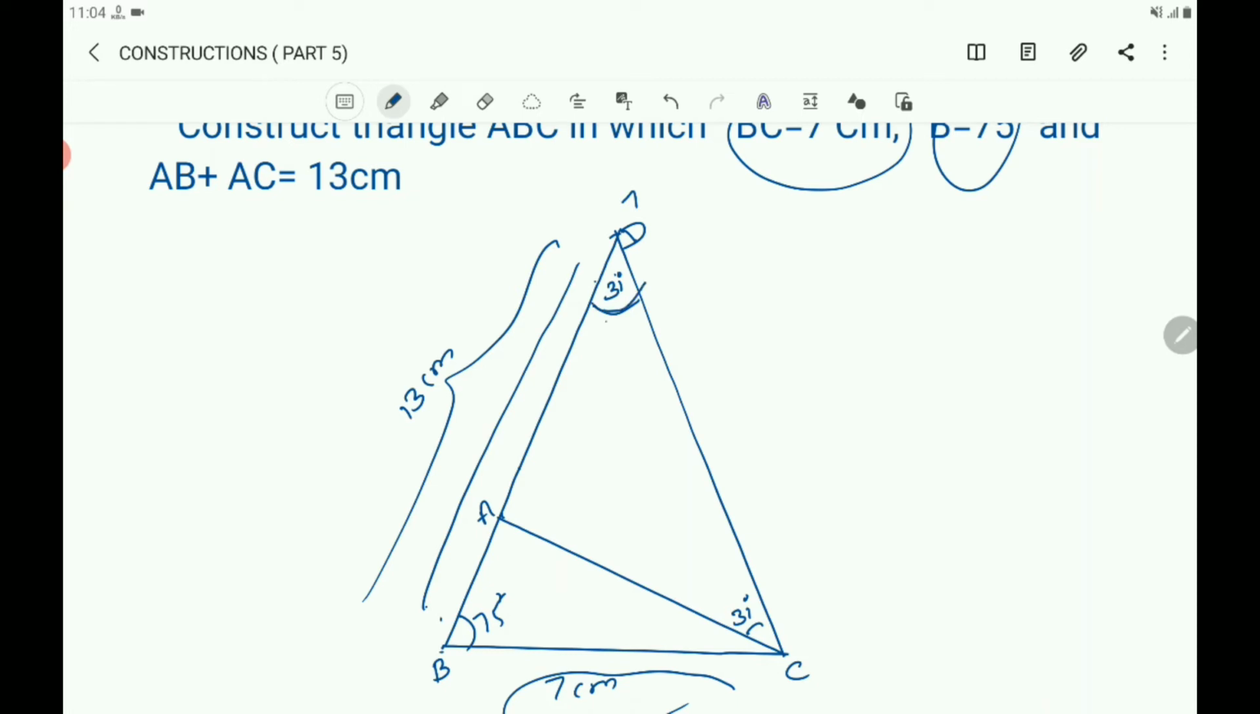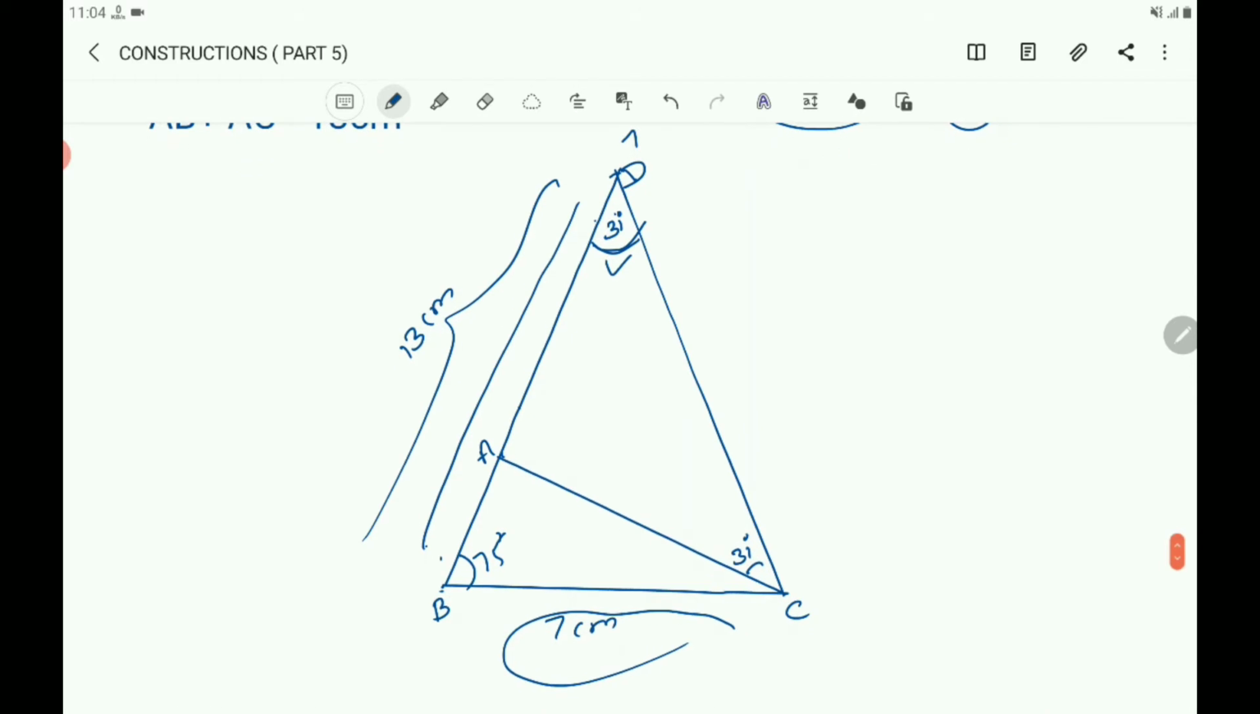Next you measure this angle D and have the same angle at point C to get a line CA. Here you got 31 degree, and you also measure 31 degree at point C and draw the line to meet BD at a point A. You can extend this line, but this point is A.